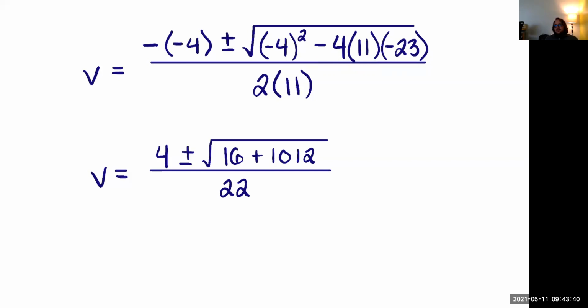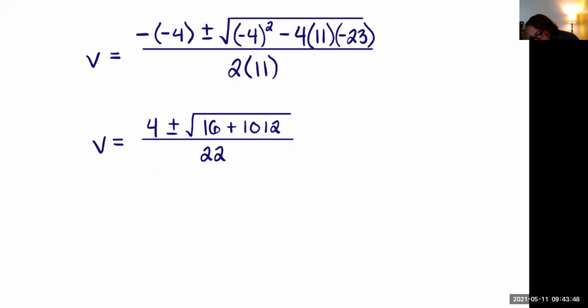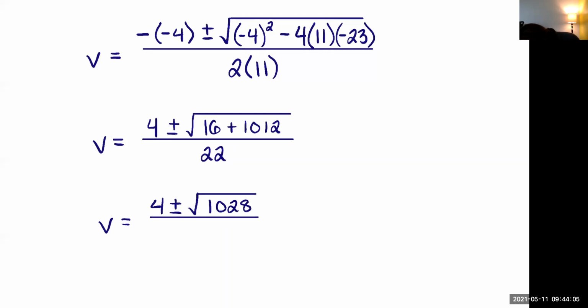Is there anything else we can simplify? The 16 and the 1012, they're both grouped inside the square root. We can go ahead and combine those. And we will get 4 plus or minus the square root of what? 1028. The entire thing is still over 22.